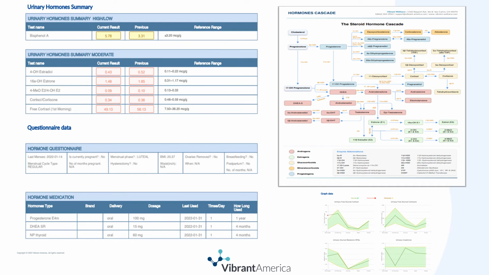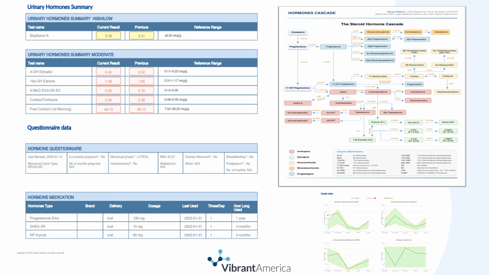Here's a sample report with summary of findings and questionnaire data on the left-hand side of your screen. On the lower right is the graph data for the 4-point diurnal free cortisol, free cortisone, melatonin, and creatinine. On the upper right is the steroid hormone cascade with the hormones, metabolites, and corresponding enzymes so you can follow the pathways. Current and previous results are reported with the reference ranges.